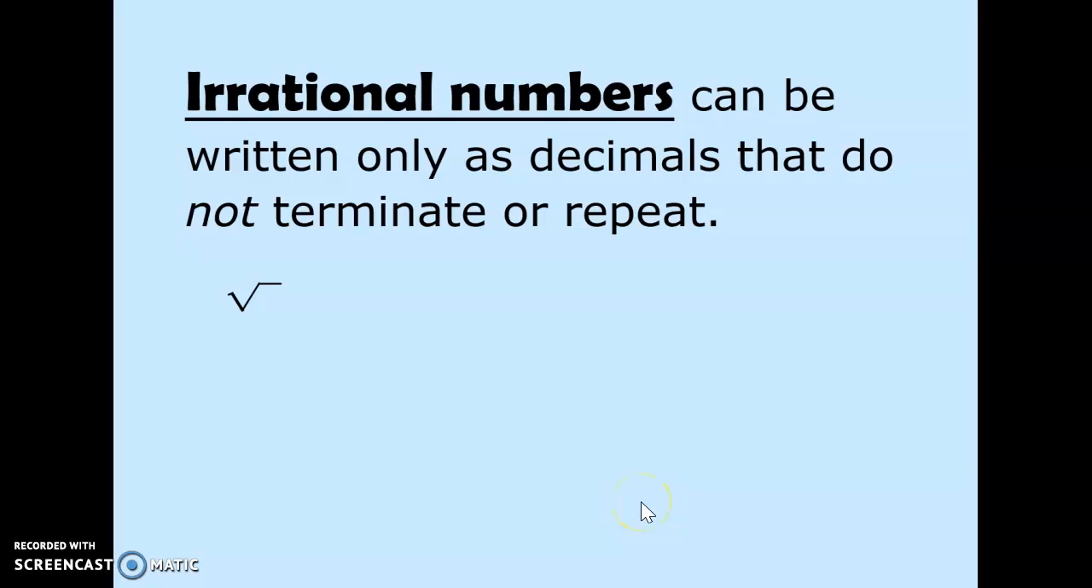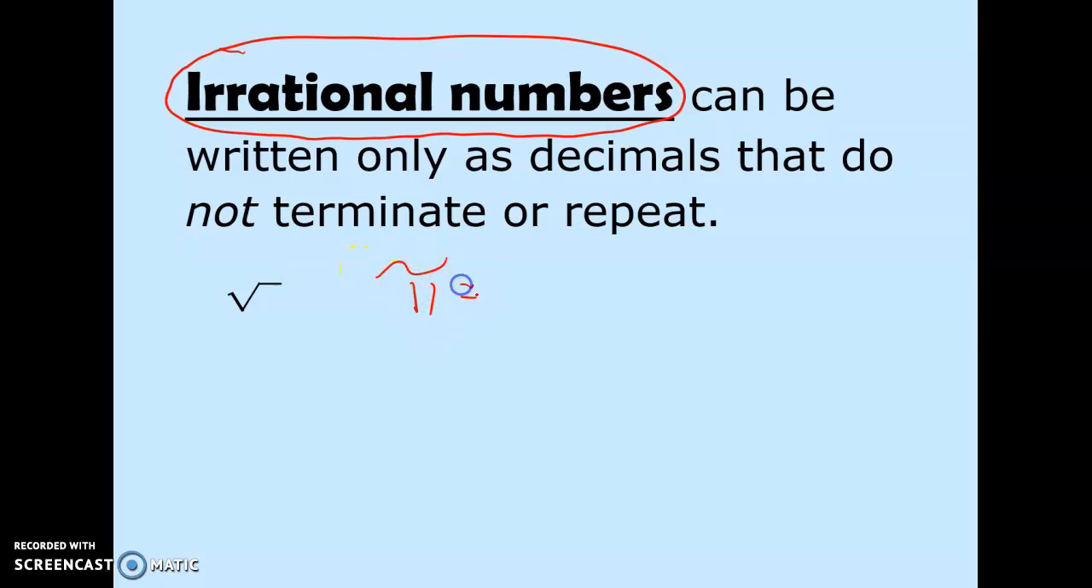Guys, I'm here to talk to you today about irrational and rational numbers. The big one I put up here is irrational for right now because this is something you really need to know for when we get to the Pythagorean theorem. Irrational numbers can be written only as decimals that do not terminate or repeat. Your most common one is probably pi. It keeps going on forever and ever and never repeats. And the square root symbol, okay?